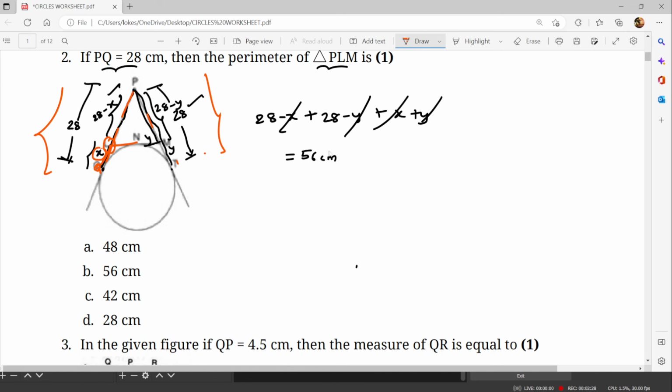So if this is X, this would be X. And if this is Y, this would be Y. And if this is X, what will PL be? It will be 28 minus X. So like that, if you add all these three, we'll get 56 centimeters, which will give the perimeter of this triangle. So the answer is 56.